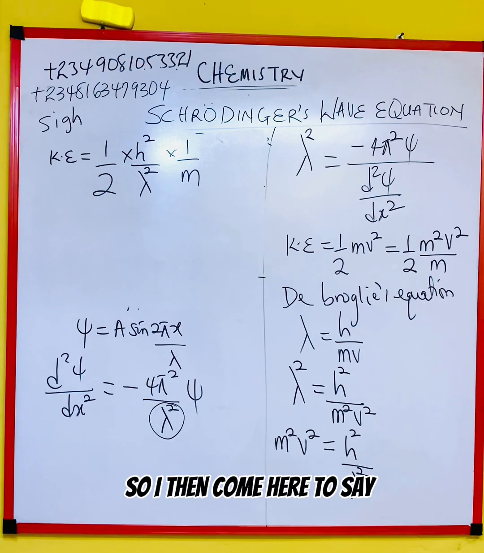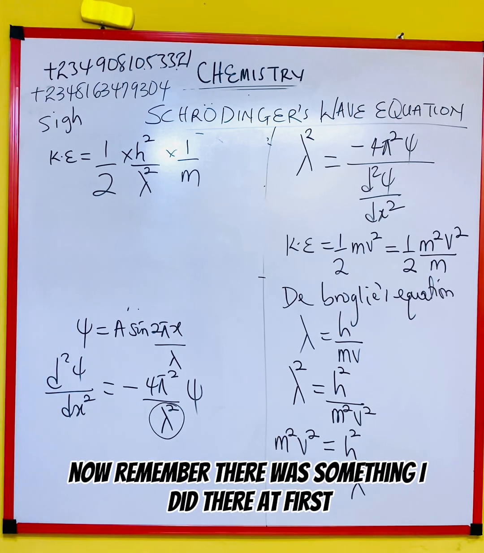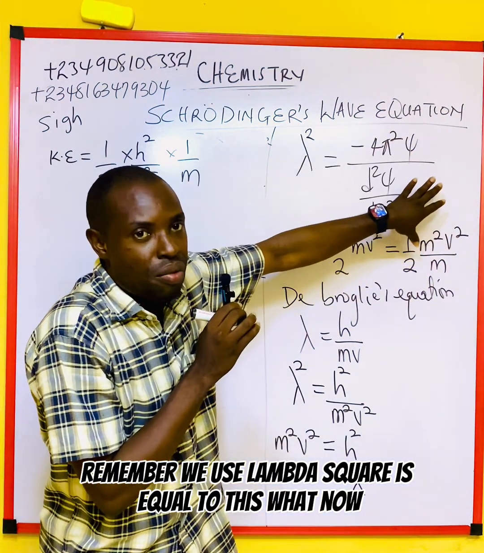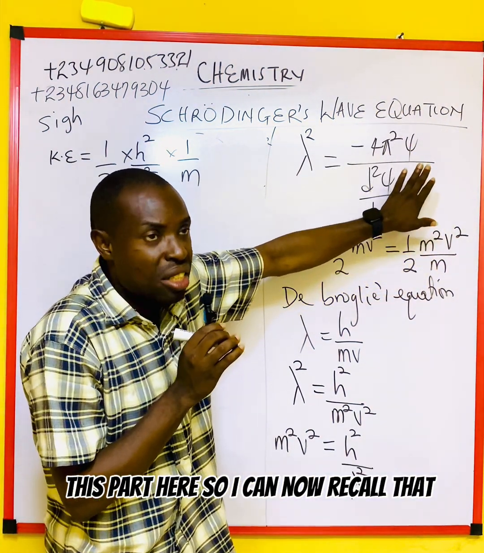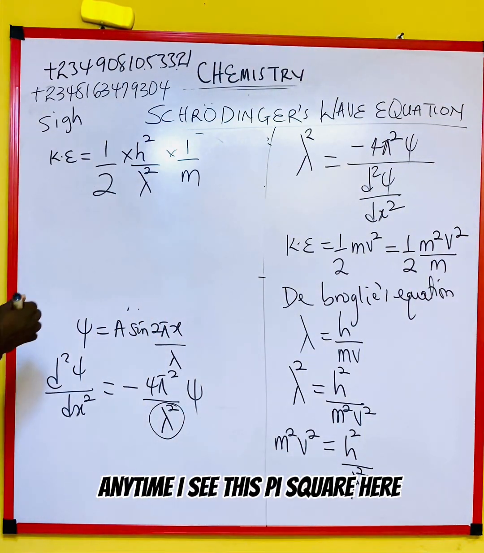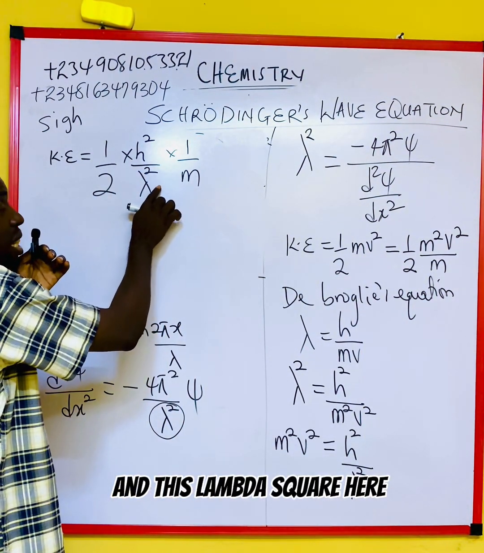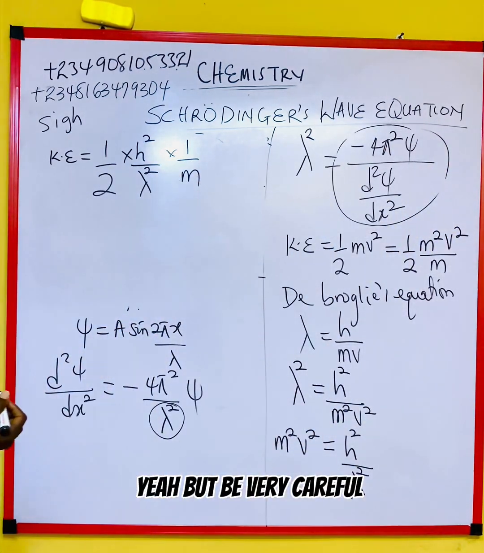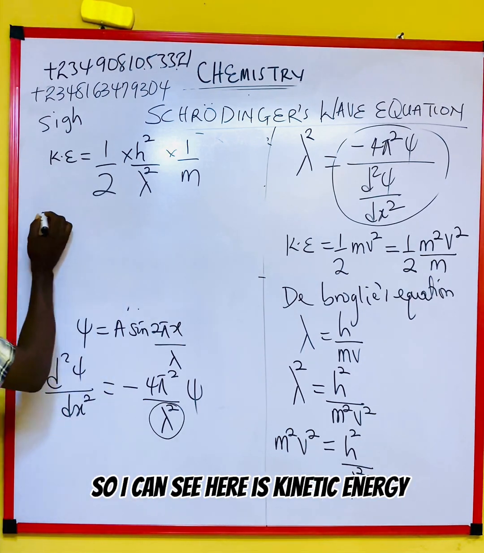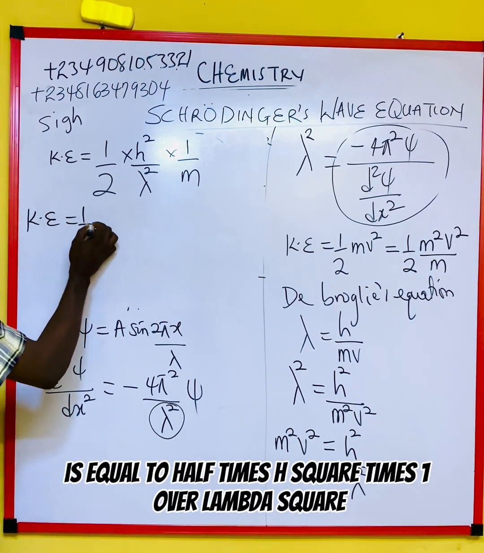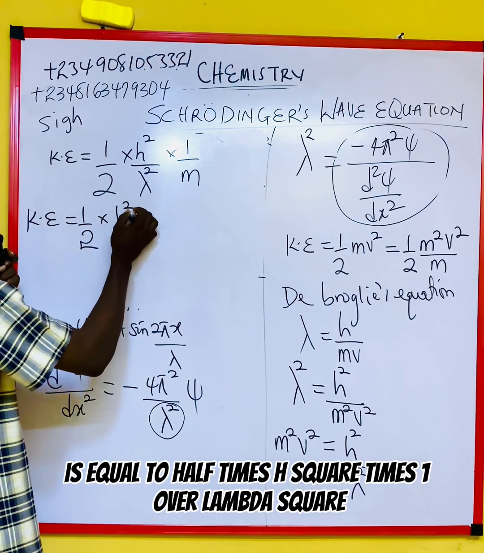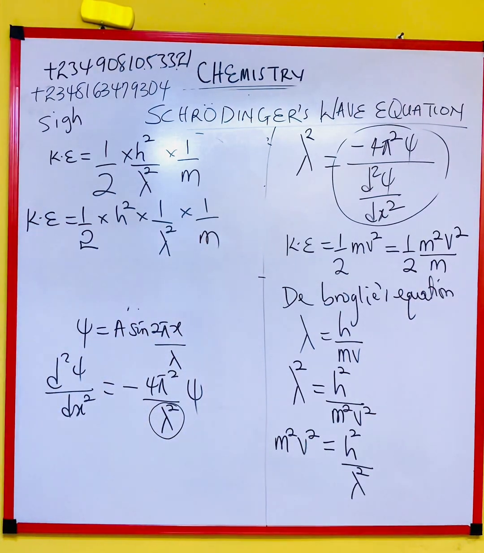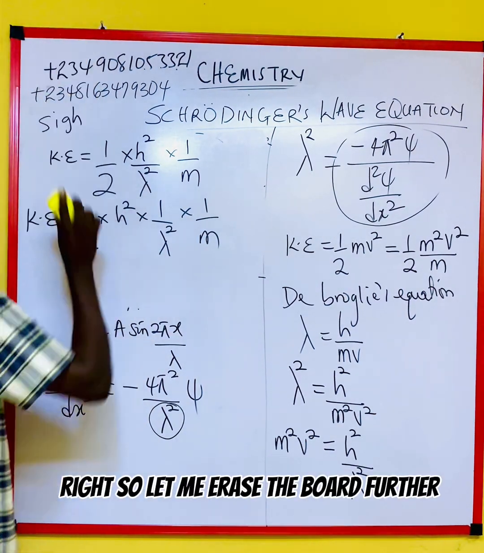So I then come here to say, remember, there was something I did there at first. What did I do? Remember, we used lambda square is equal to this part here. So anytime I see this lambda square here, I will substitute everything here. But be very careful. So I can simply say kinetic energy is equal to half times h square times 1 over lambda square times 1 over m, right? So let me erase the board further.